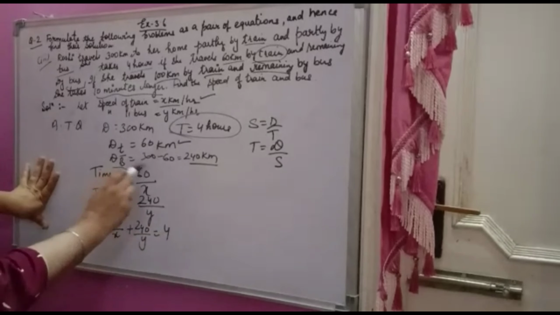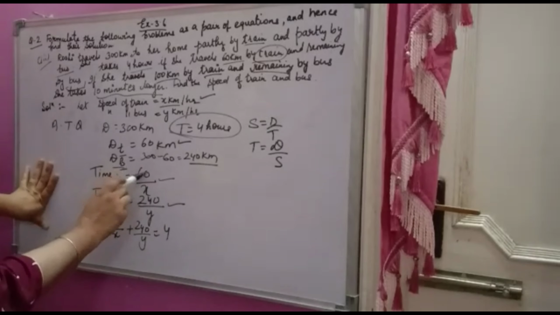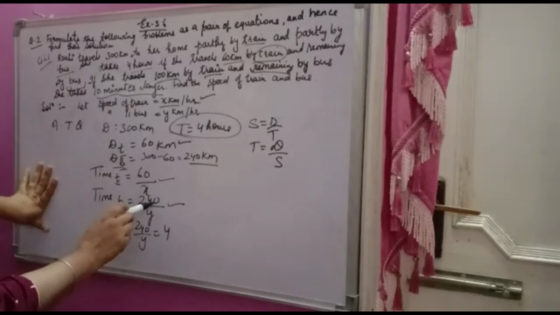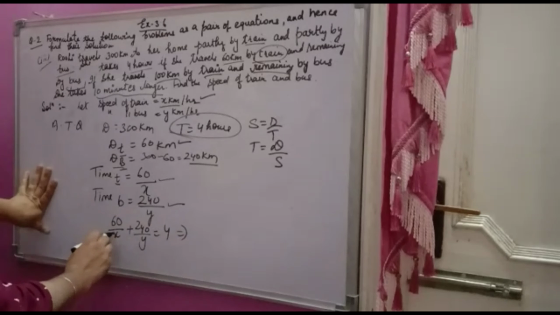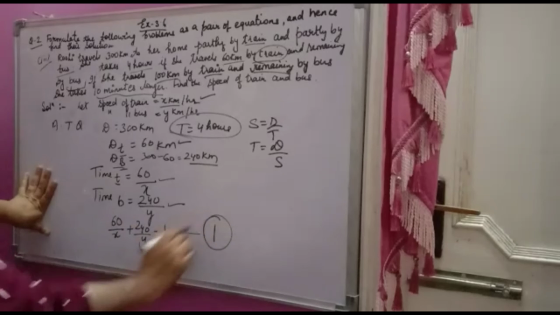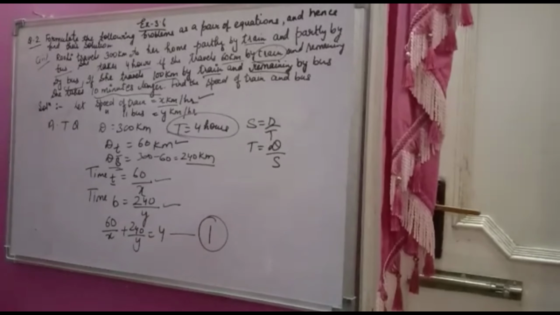So this is a very important part: how you got time of train, distance of train over speed of train, and time of bus, distance travelled by bus over speed of bus. So this is the first equation. This first equation you will give the name equation first. Note down, then I will rub and solve further.